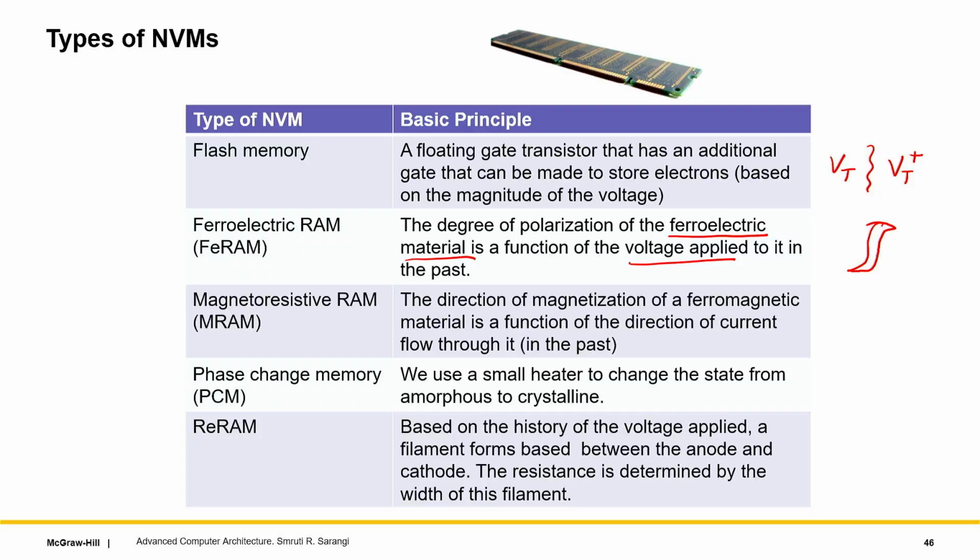So ferroelectric RAM is quite reliable, with very good shelf life. It is used a lot in black box recorders and so on. MRAM is used a lot. In fact, this is going to be the most popular NVM device, where you take a ferromagnetic material and the direction of its magnetization, which is also a function of the current that flowed through it in the past. It's kind of similar to the memristor idea, that the past current that flowed through it will determine the current resistance of the cell.